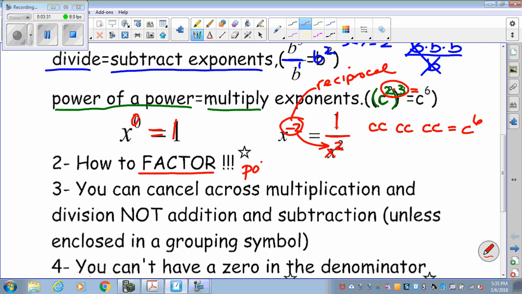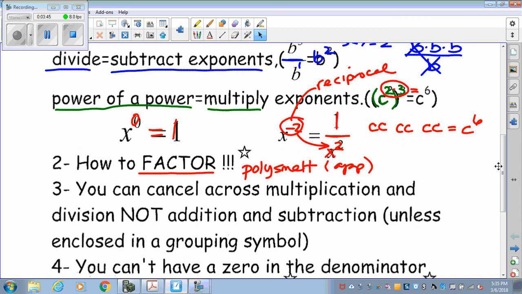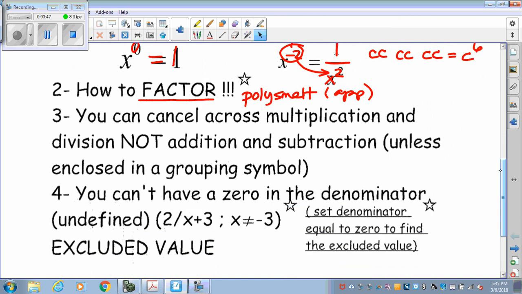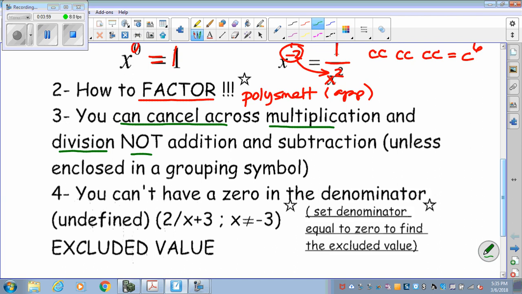And then we reviewed factoring. We have that new app, which will be helpful for factoring. And then you can cross out if you are multiplying and dividing. You can cancel numbers out. You can cancel if you're multiplying and dividing, but not if you are adding and subtracting fractions.